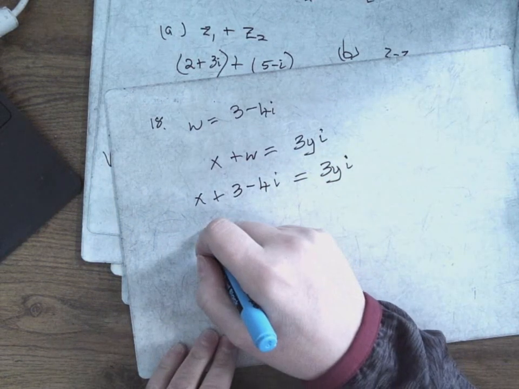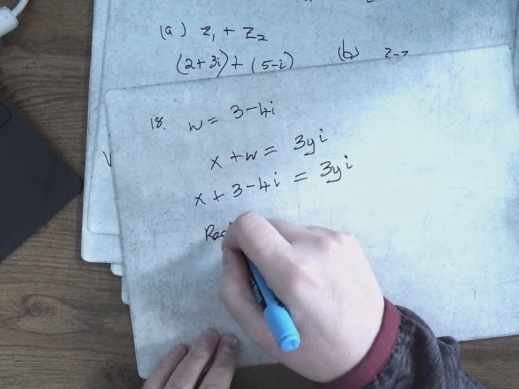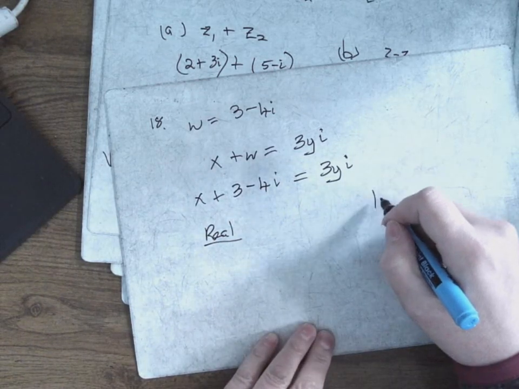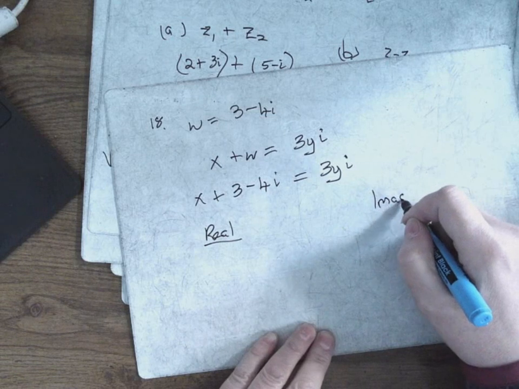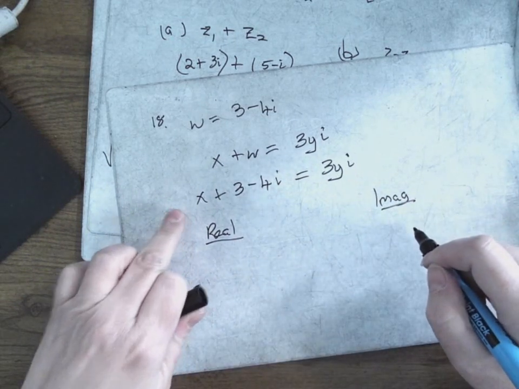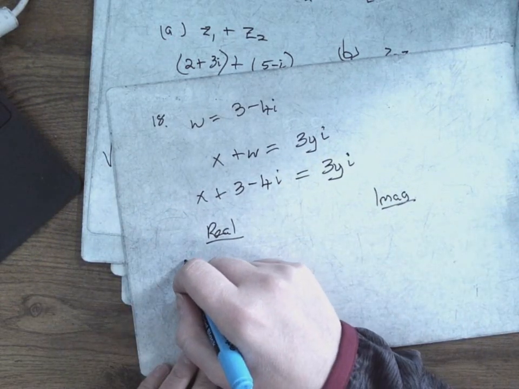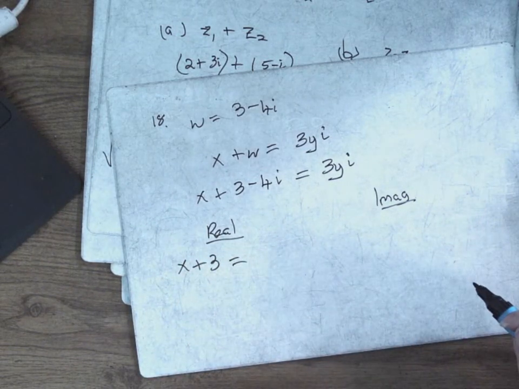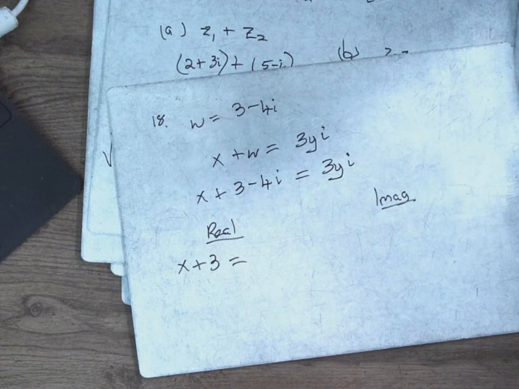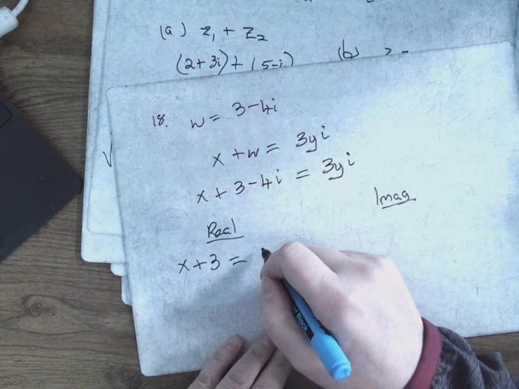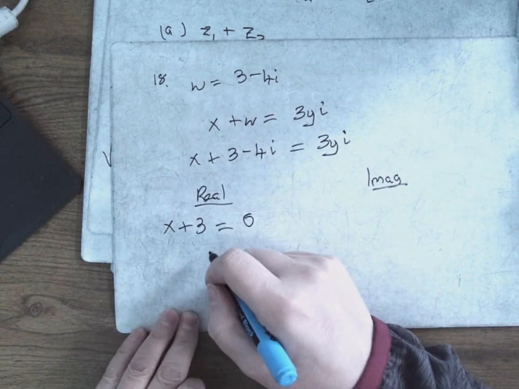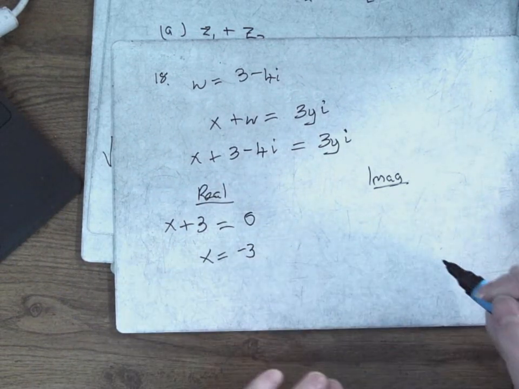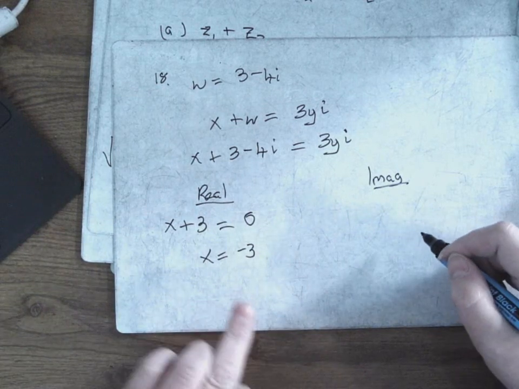So you pick out the real bits on the left and let them equal the real bits on the right. You pick out the imaginary bits on the left equal to the imaginary bits on the right. So real bits on the left, what have we got? x plus 3 equals real bits on the right. There isn't any, so what do you write down? 0. Solve that. x equals, bring over the 3, becomes minus 3. Done.